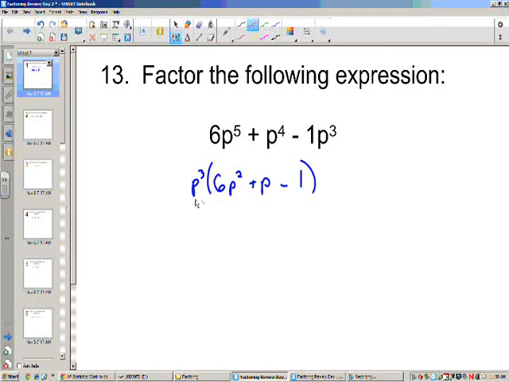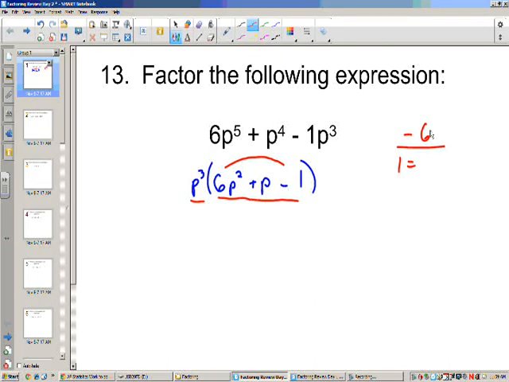Now we can't factor that p to the third any longer, but we can see if we can factor this. Sometimes it can be factored and sometimes it can't. To see if it can be factored, we could just do the guess and check method, or we can split the middle term. I like to split the middle term because it's easier to teach. The guess and check method, to teach it, I pretty much just show you the answer, so that's not an easy method to learn.